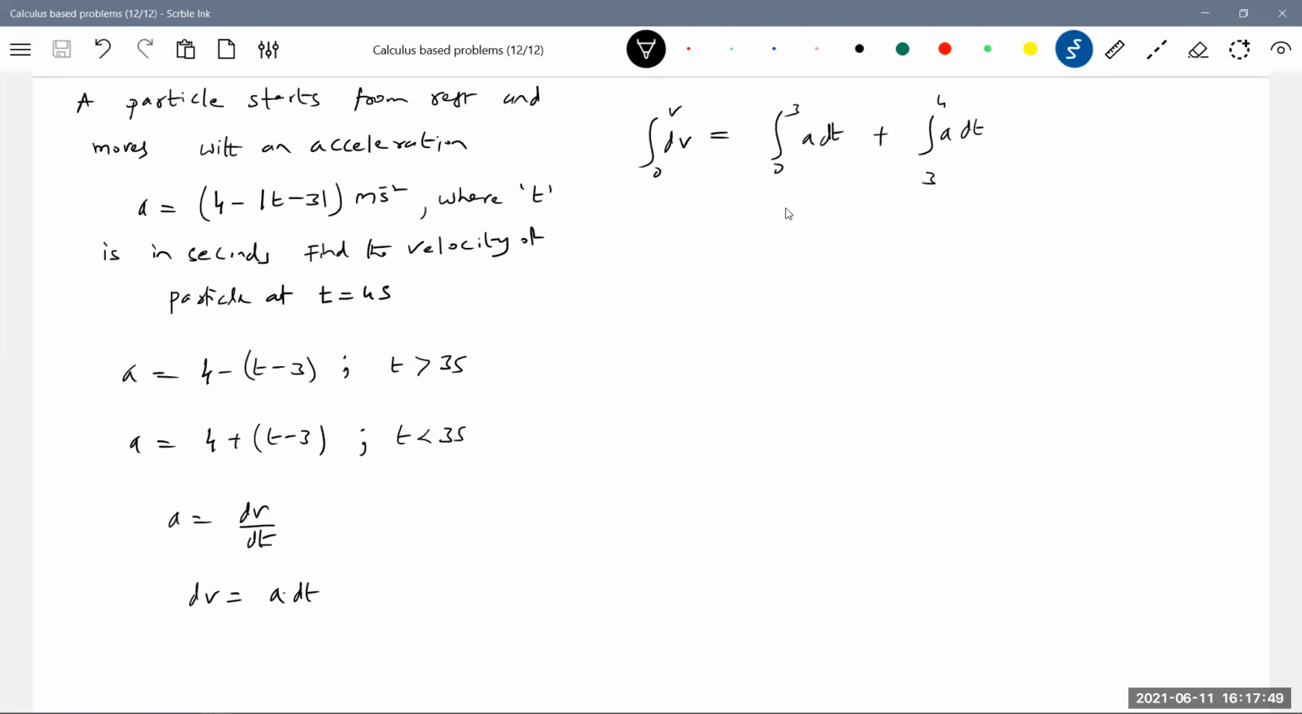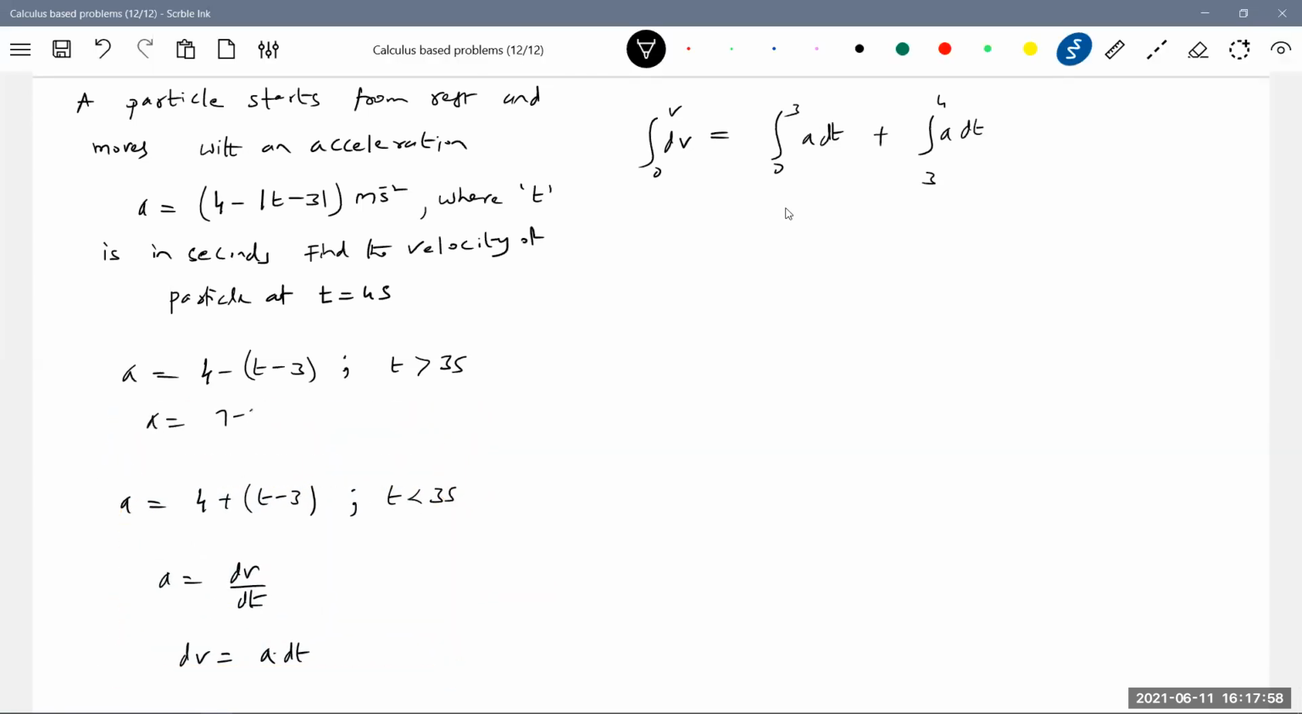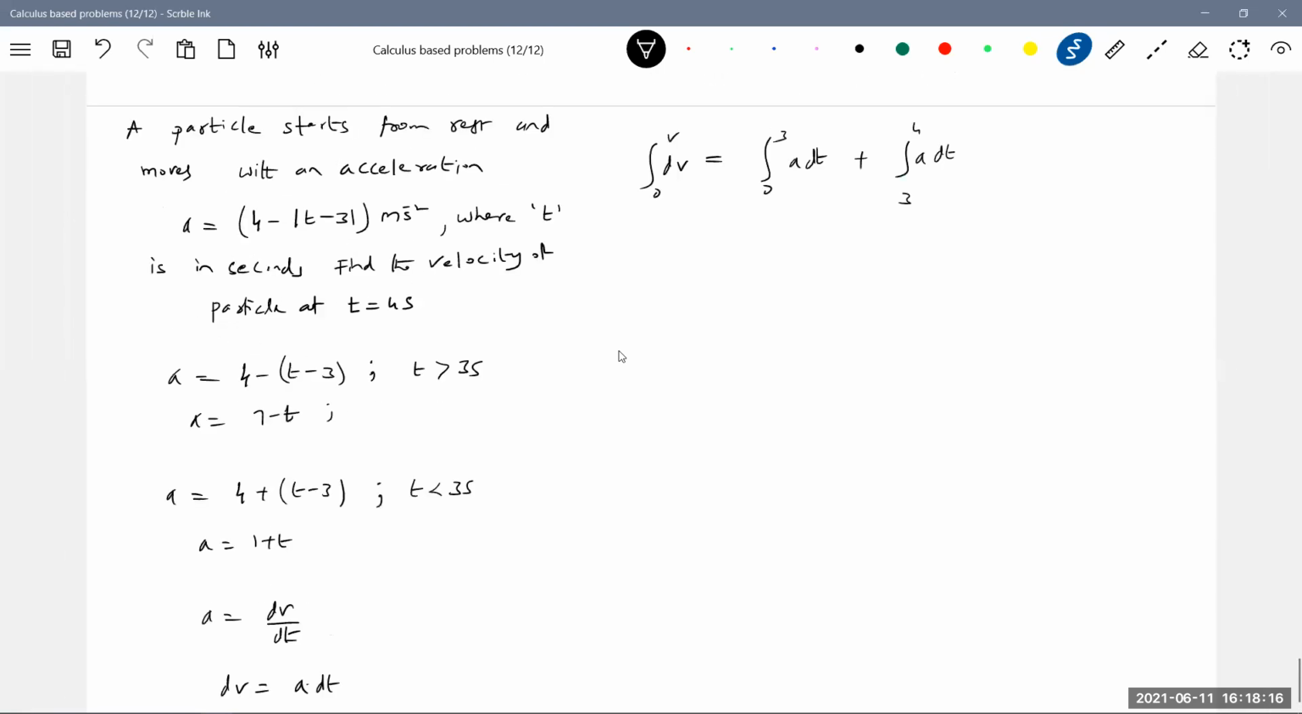The acceleration of the particle is defined by this equation. The interpretation of this equation, that mod, is what we have to define properly. So let me break it up here. This will become a equal to 7 minus t, and this will become 1 plus t. The acceleration of the particle will not be just this one. For 0 to 3 seconds, it will be 1 plus t. For t greater than 3 seconds, the acceleration of the particle will be 7 minus t.